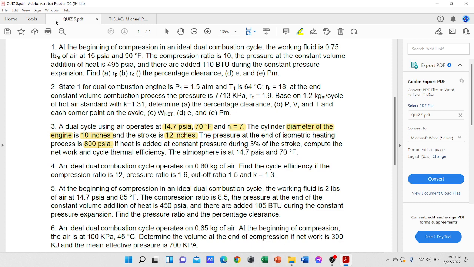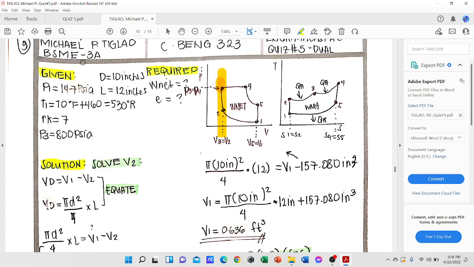So, in my solution, let me repeat the given: pressure 1 is equal to 14.7, our temperature 1 is equal to 70 Fahrenheit. We need to convert the temperature to absolute first, so I added 460. Therefore, our temperature 1 is equal to 530 Rankine. Then rk is 7, pressure 3 is 800 psia, our diameter is 10 inches, and the length is 12 inches. The problem asks for the net work and the efficiency.